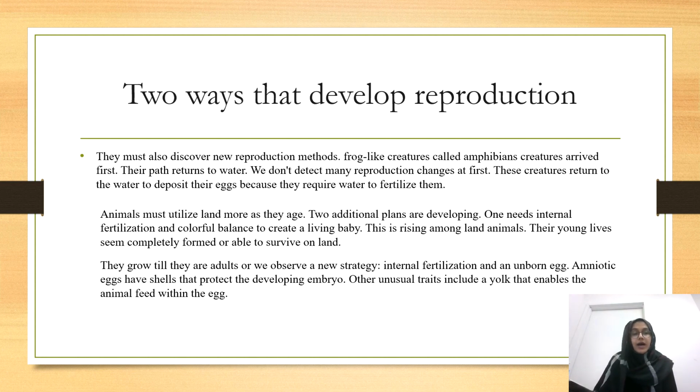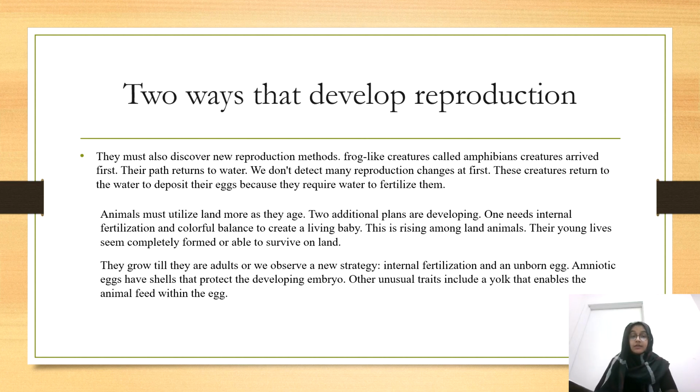So here I'm gonna discuss with you guys the two ways that Dr. Ree discussed in our module 3 and 4: external fertilization and internal fertilization. So internal fertilization was used by mostly amphibians, that is frogs, creatures, salamanders, all that. They arrived first on Earth. These creatures returned to water to lay their eggs and to fertilize them.